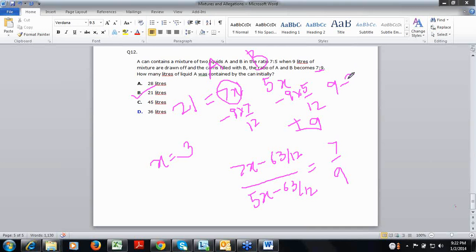So 9 minus 9 into 5 by 12. How much will it be? Put 9 out. 1 minus 5 by 12. Okay, there's a problem. It should be plus. It should not be minus. That's it.